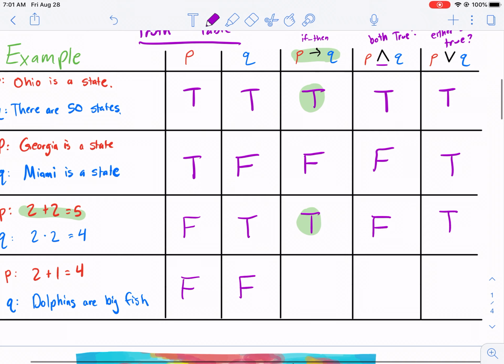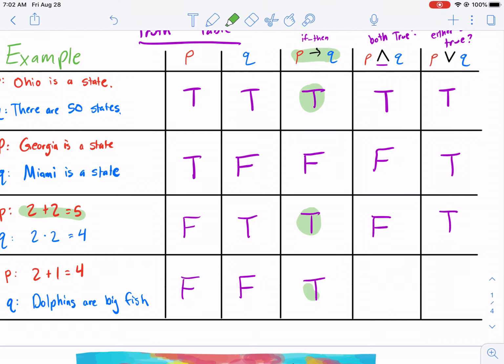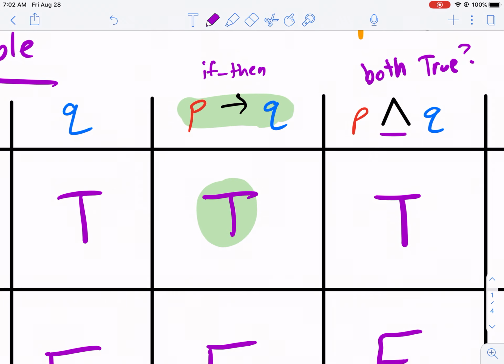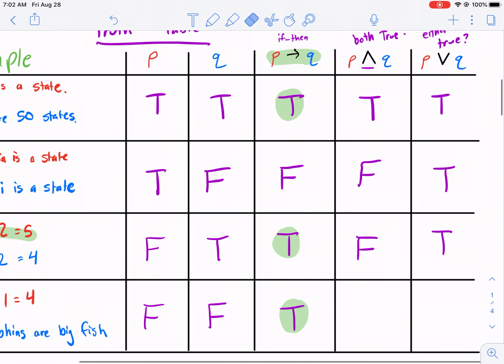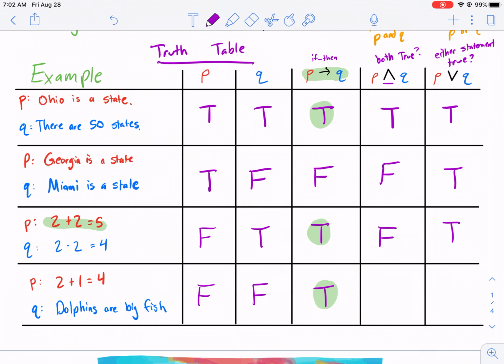For this next one, if 2 plus 1 equals 4, if that's the world we're living in, then dolphins are big fish. We put true again. Again, we're talking about an alternate universe. If P is ever false in this if-then statement, then the truth value is always going to be true, okay? That's a little counterintuitive. It's kind of hard to wrap your brain around, but just think of it as a puzzle, and that's how the puzzle is situated. Those are the rules for these truth tables. That's the best way I can explain it. If you want, go out and look for it, but I haven't found a better explanation yet.